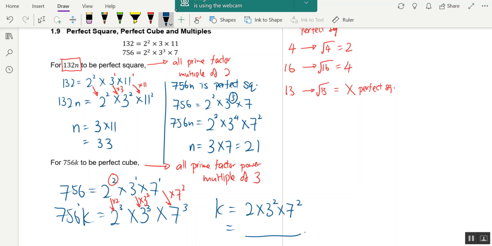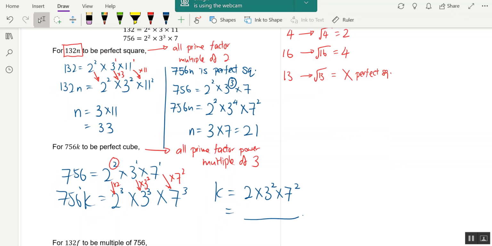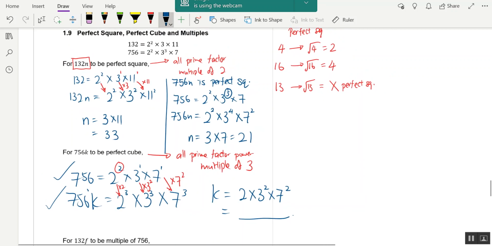So the important thing is, ask yourself, what is the k and what is the n to make it become the perfect square and the perfect cube. Always write down your number first, followed by writing down what 756k must be equal to. Then you can easily find out what 756k is going to be.